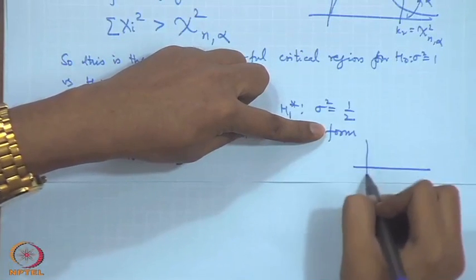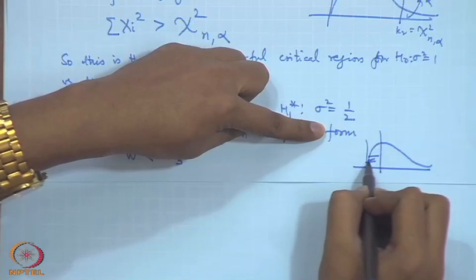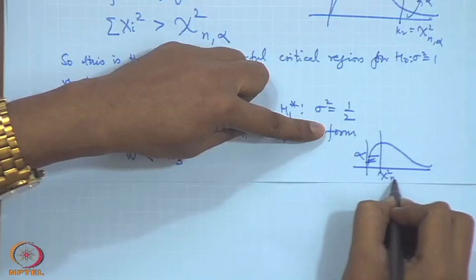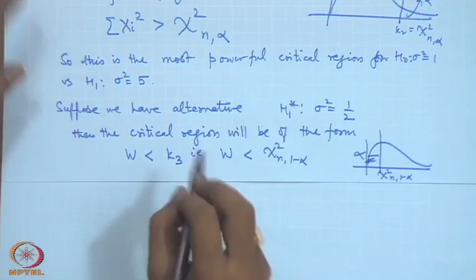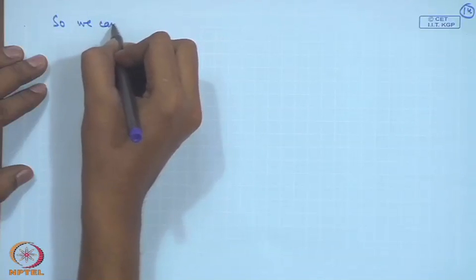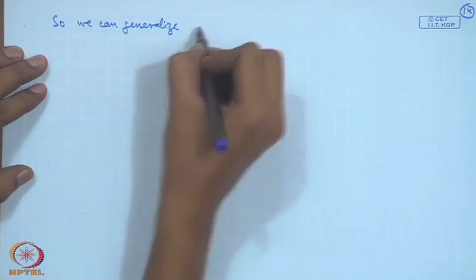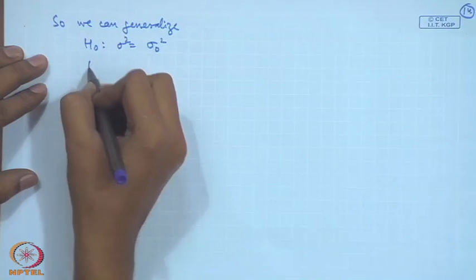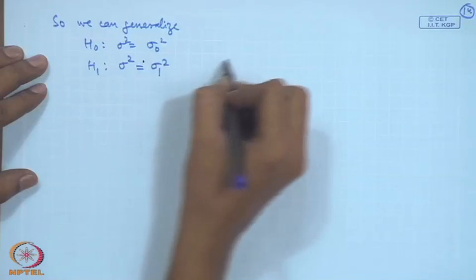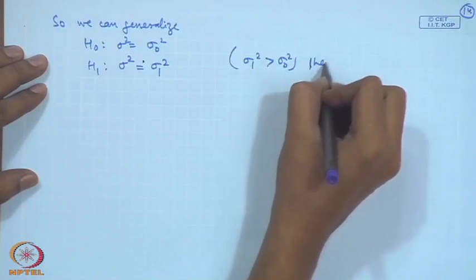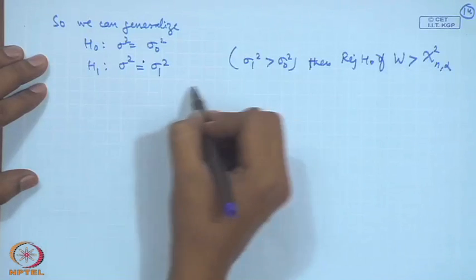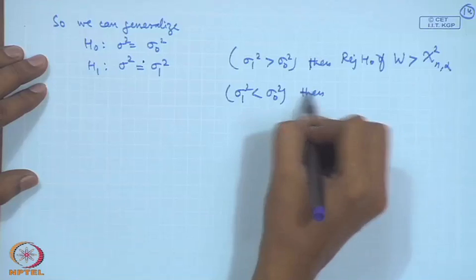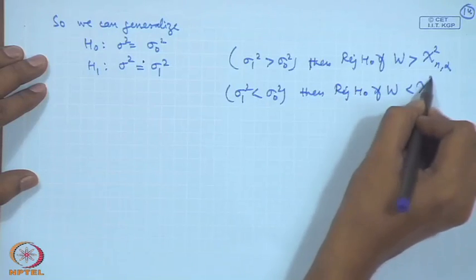If I want the probability alpha, then this should be chi square n 1 minus alpha, that is, w will be less than chi square n 1 minus alpha. So, you can generalize this problem. Suppose I consider sigma square equal to sigma naught square against sigma square equal to sigma 1 square. If sigma 1 square is greater than sigma naught square, then reject H naught if w is greater than chi square n alpha, and if sigma 1 square is less than sigma naught square, then reject H naught if w is less than chi square n 1 minus alpha.